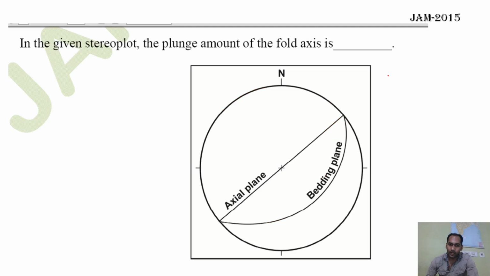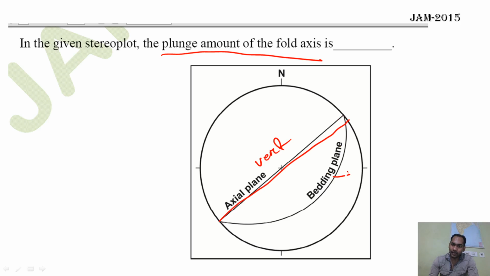Okay, this is a numerical question from 2015 JAM. It asks: what is the plunge amount of the fold axis? You can see this is the axial plane, which is passing through the center. So it is vertical. Axial plane passing through the center means it is vertical. It is the bedding plane.